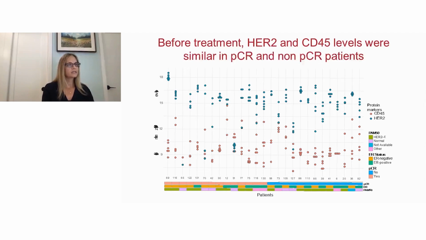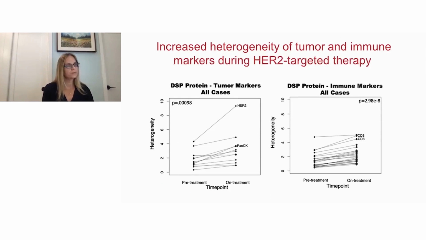So just looking at the baseline time point, we actually don't see really dramatic differences between these markers. And that was, in fact, true of virtually all markers we examined. In contrast, when we compare the pre-treatment time point to the on-treatment time point, looking at all tumor markers, we see a pretty dramatic increase in the extent of heterogeneity, with HER2, the target of these therapeutic agents, being the most dramatic, but numerous other tumor markers also increased. And somewhat surprisingly, we also see a dramatic increase in the heterogeneity of immune markers from the pre-treatment to on-treatment time point.